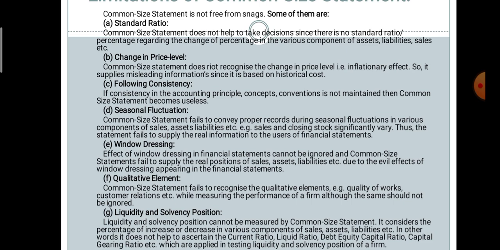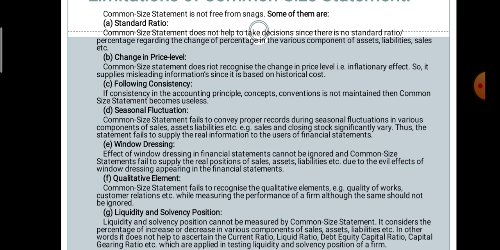Next one is seasonal fluctuations. Common size statement fails to convey proper records during seasonal fluctuations in various components of sales, assets, liabilities, etc. Examples: sales and closing stock significantly vary. Thus, the statement fails to supply the real information to the users of financial statements.